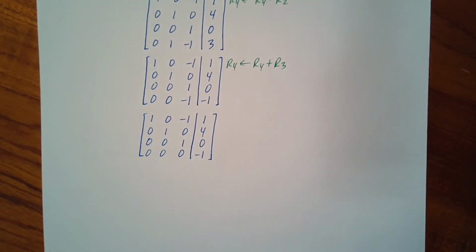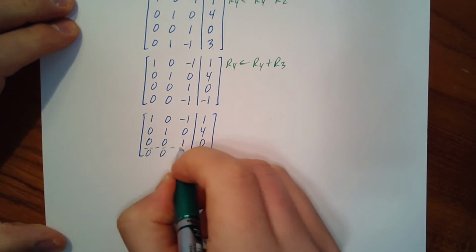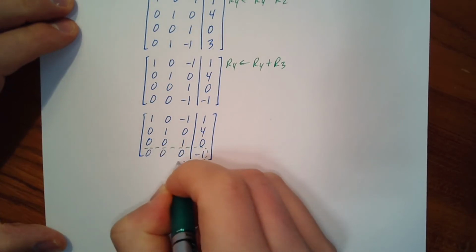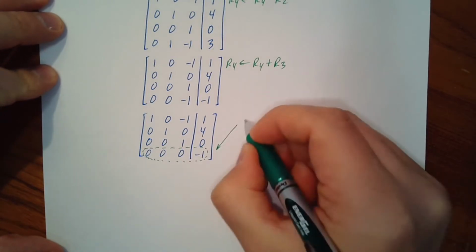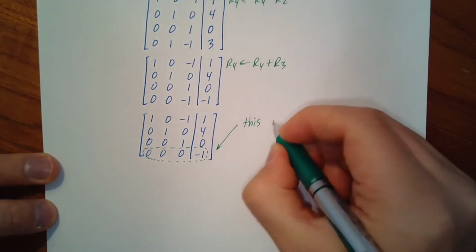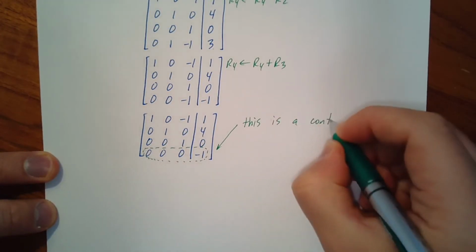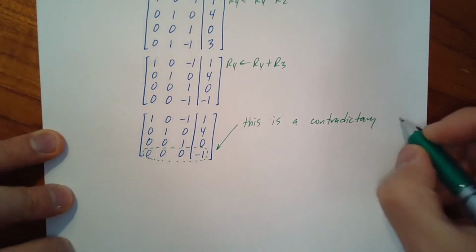Now this is not yet in reduced row echelon form, but it is in row echelon form, and something should stand out at this point, because the fourth row is a contradictory row. This is the fun part. Let's take our time and identify this carefully. This is a contradictory row.